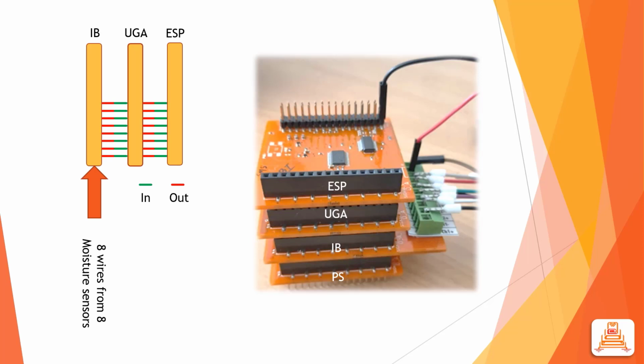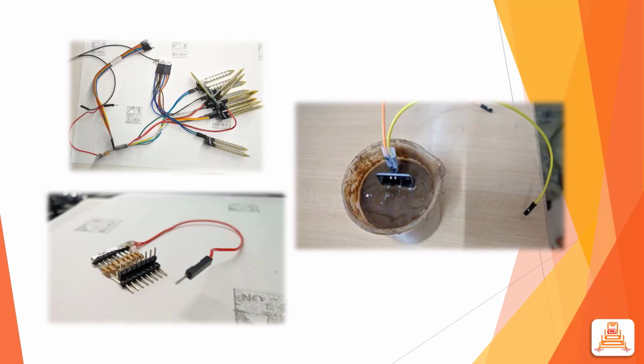Our test setup consists of E-LAGORI boards stacked up in the order as previously mentioned. Soil with 10% moisture is taken in a beaker. Moisture sensor is immersed in the soil. The USB of the E-LAGORI board is connected to a laptop with Arduino IDE, and serial monitor is used to view the moisture measured by the FC28 sensors. The reading on the serial monitor can be seen as 10%.